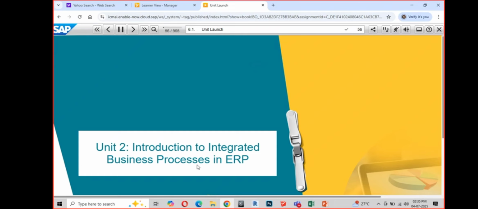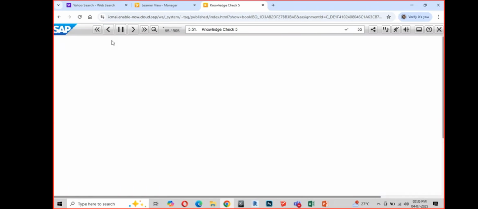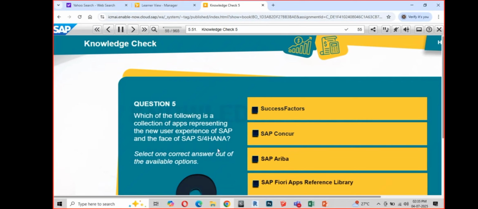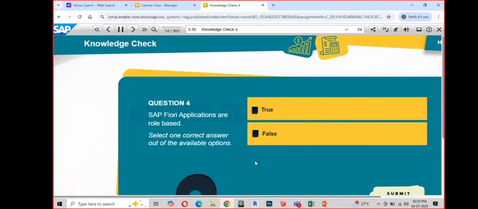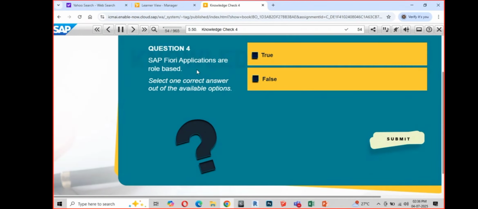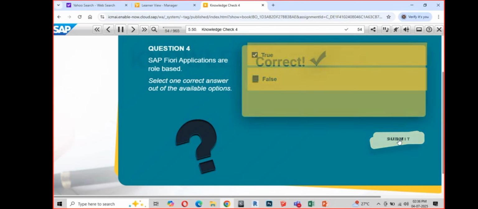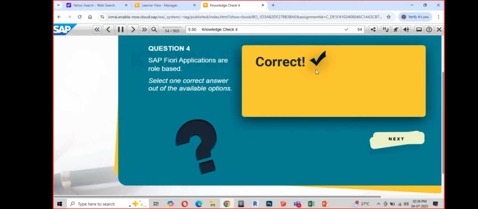I come back. See, once you have finished a particular unit, you have questions also which you can answer, and when you submit, you will also get the answers. For example, "SAP Fiori applications are role-based." I say, what is Fiori? I will mark it as true. I don't know if it is right or wrong, and I will submit. So it says correct. So instantly you will get answers, and you can gauge where exactly you have gone wrong. Go back to the topic, read once again, come back. Here you can answer in your free time. Just go through this.